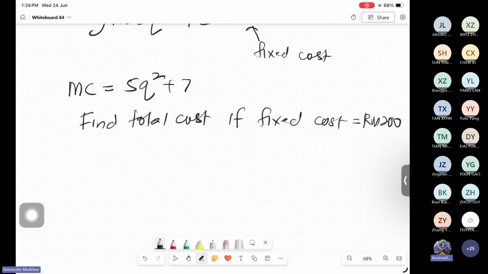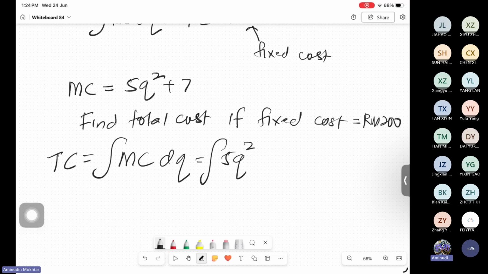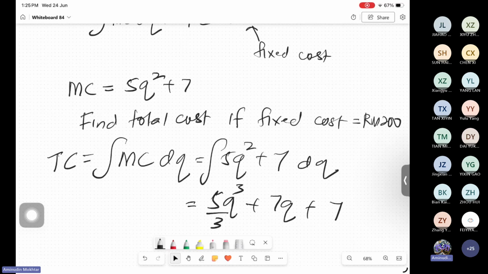Given in the question is MC. In order to find TC, it is the integral of MC dq. So this is equal to the integral of 5q squared plus 7 dq. The answer is 5q to the power of 3 over 3, plus 7q, plus C. So plus C.